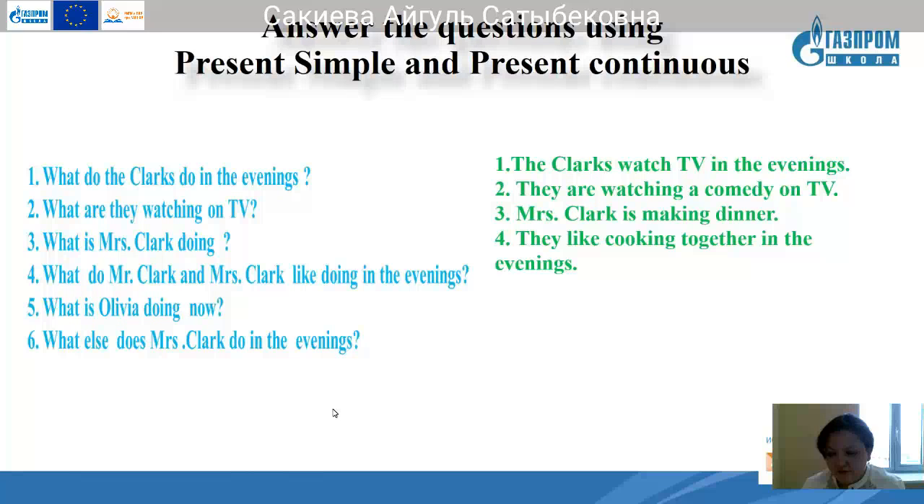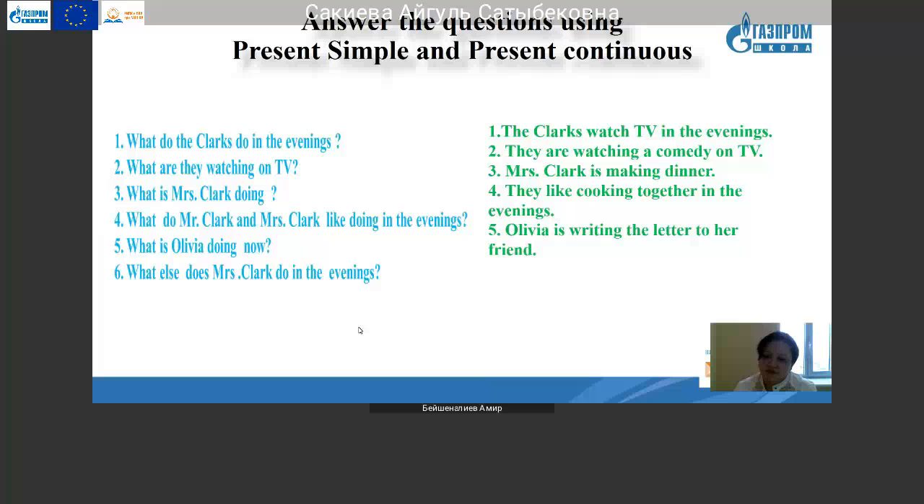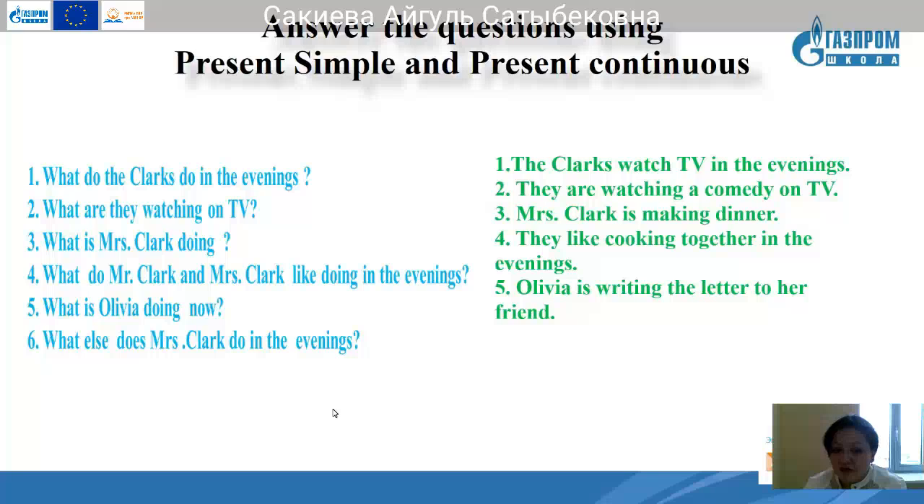We are answering the next question. She's sending an email, you're right. She's writing the letter to her friend, right? What else does Mrs. Clark do in the evenings? What else does Mrs. Clark do in the evenings? Probably she does it every time, every evening.